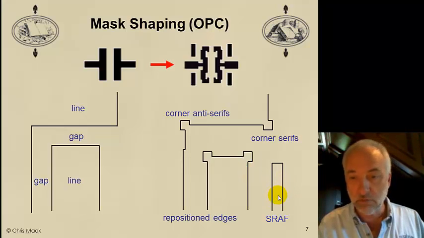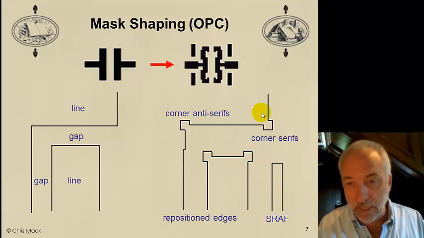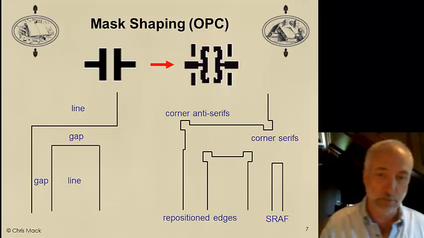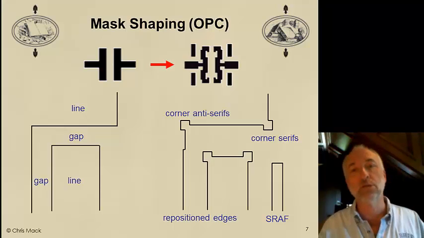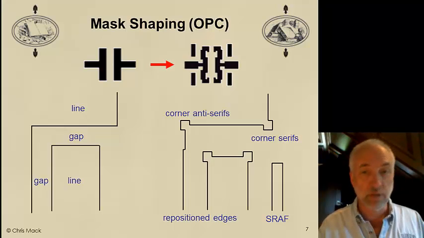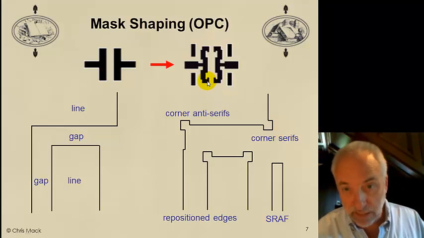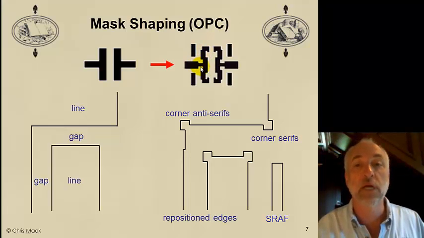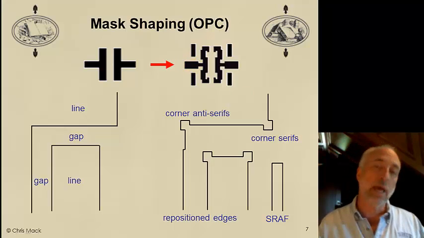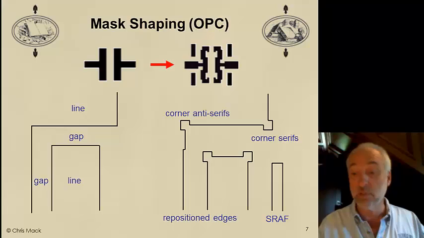So we're going to use these small features to influence the way the nearby things might be printing. Those are called sub-resolution assist features. We're going to put all of these kinds of changes in our mask in order to get features to print the way we want them. You see these serifs here and here. Here's an anti-serif. You can see a cutout of the line here and here, sub-resolution assist features, and modifications of the edge positions here and here, all of which help to get a feature that prints closer to its ideal shape.